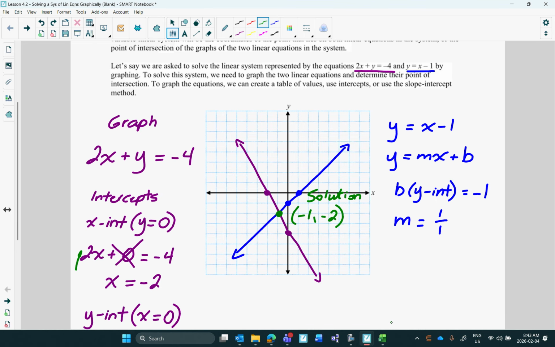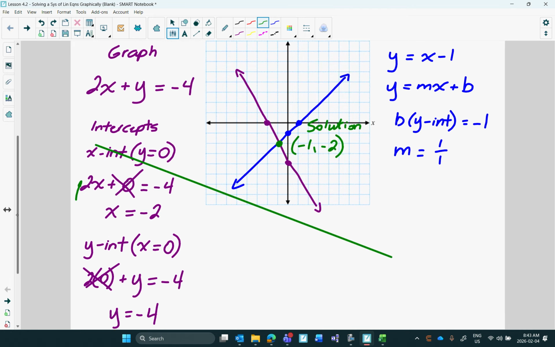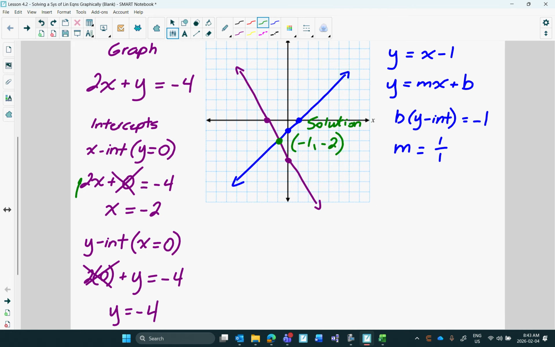Okay? And like I said, I'll just do it down here very quickly. If I check it, 2 times -1 plus -2 equals -4. So it works there. Works in the first equation. And we saw that it worked in the second equation. -2 is equal to -1 minus 1.